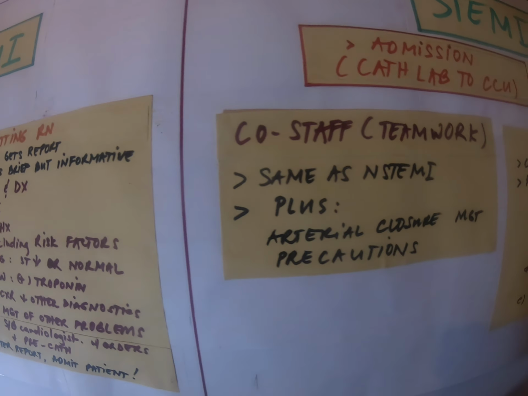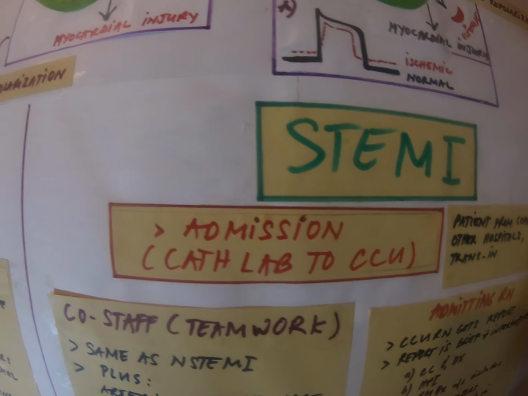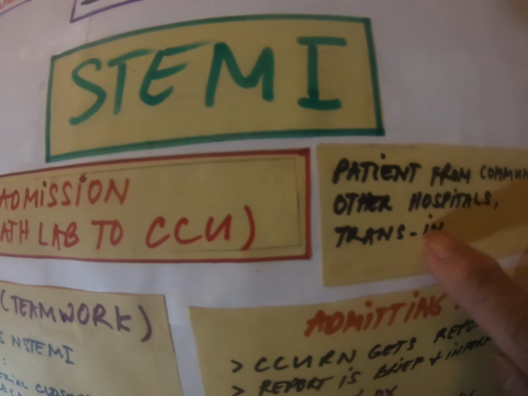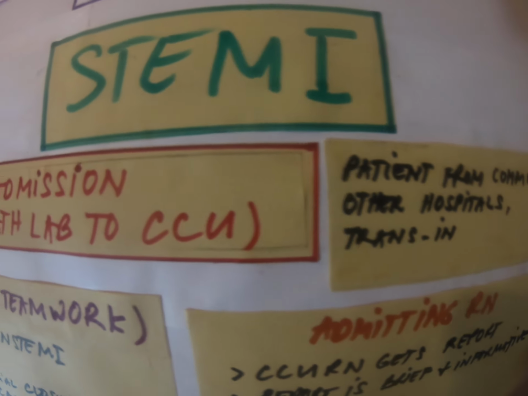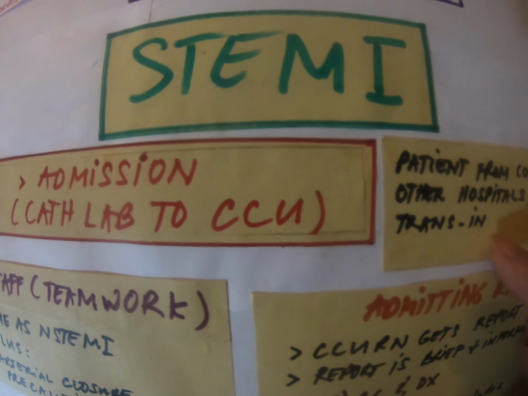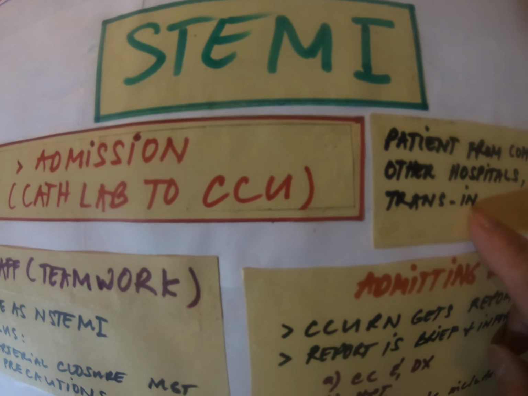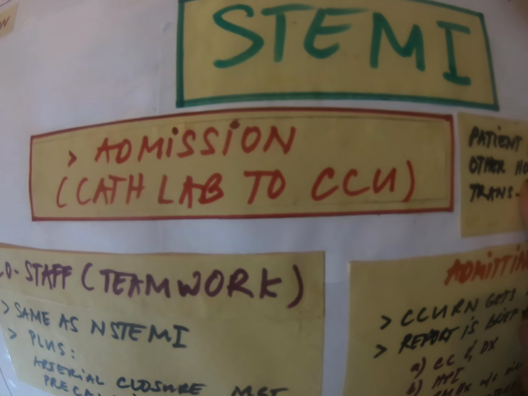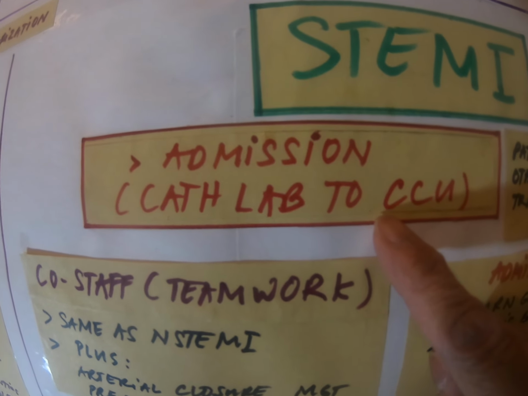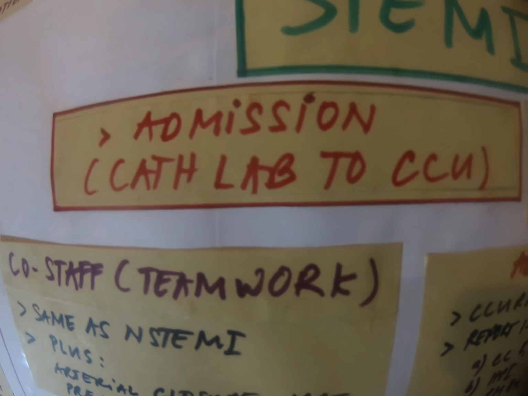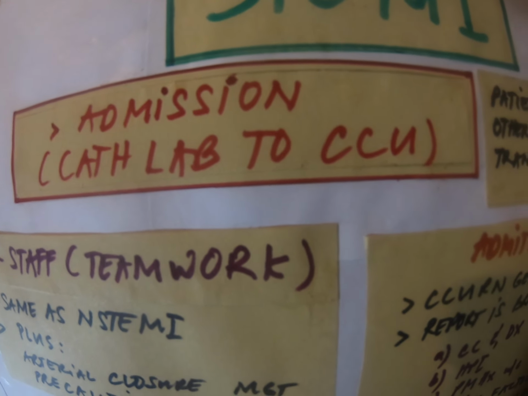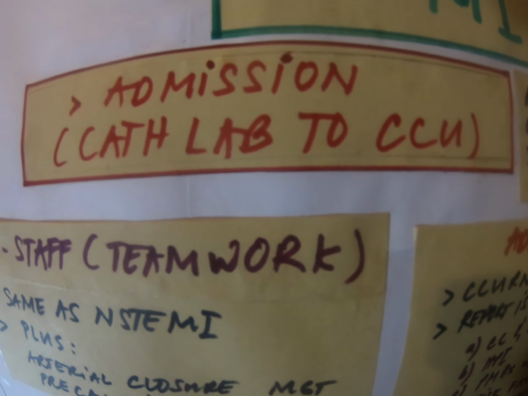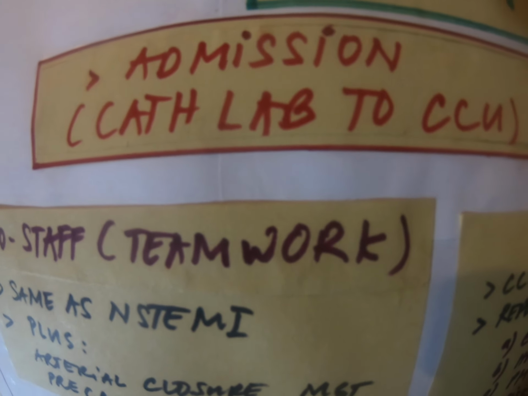Okay? So here in STEMI, we have an admission coming from the cath lab to CCU. So the patient will come from the community. They come from the other hospitals, or they could be in the same hospital or in the other units, but they all suffer with ST elevation MI. But they go first to the cath lab to have an emergency or primary procedure. It could be a primary PCI or percutaneous coronary intervention or whatever they find there. But one thing for sure, they're all ST elevation MI patients.